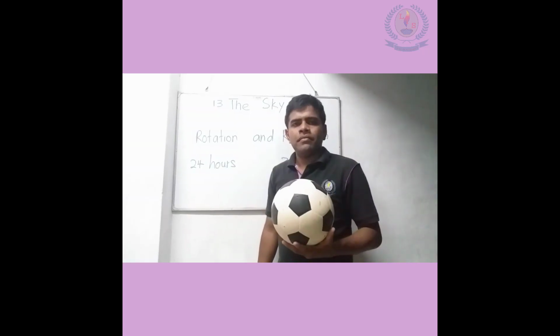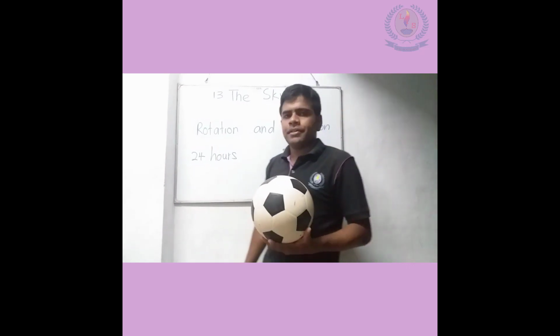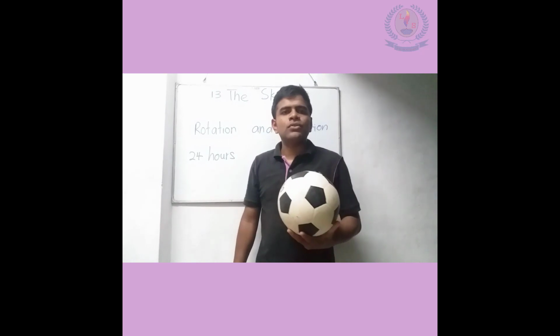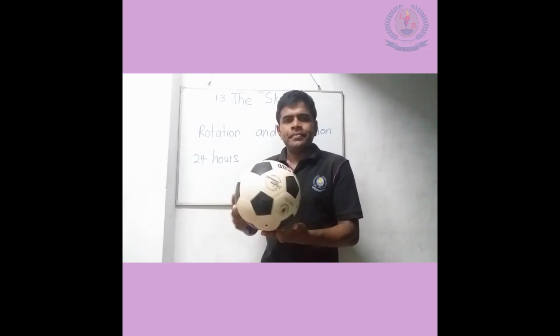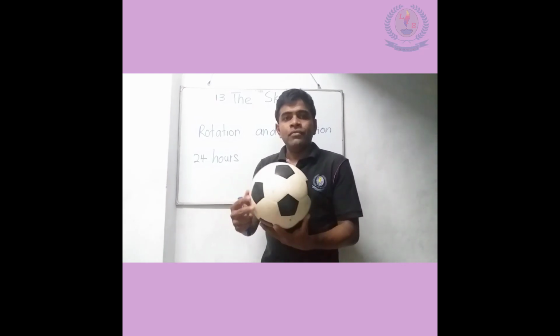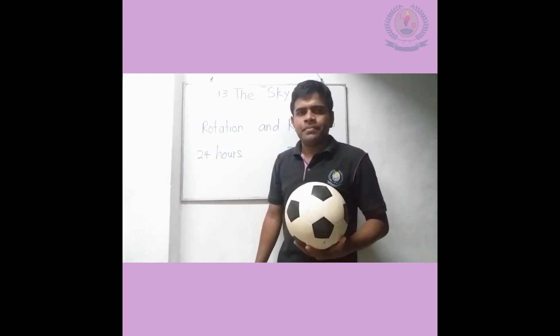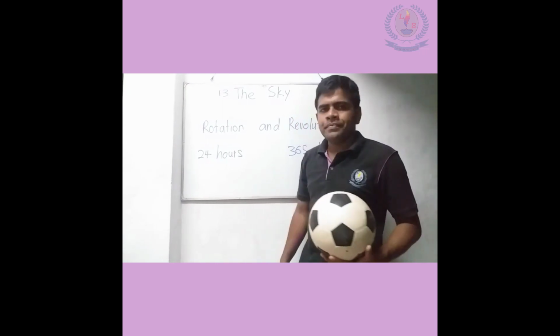I'm with the ball, not to play, but to explain to you about the process of rotation. Rotation means all the planets in the solar system rotate. Our Earth also rotates like this. For the Earth to rotate, it takes 24 hours. It means one day. Then what is revolution?